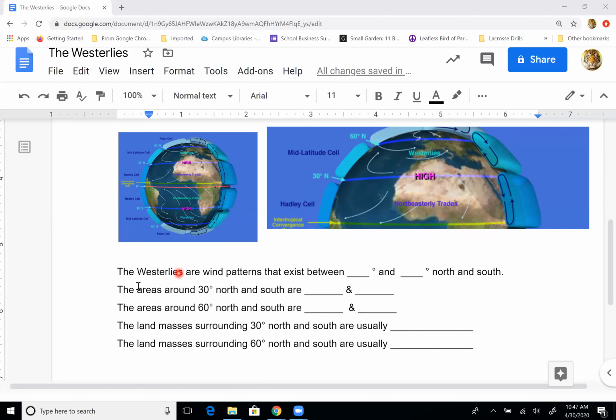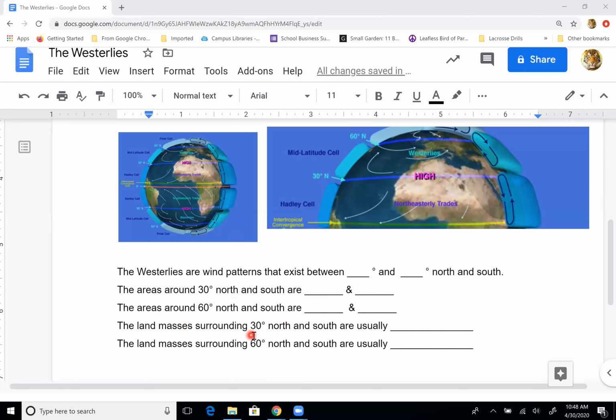Coming back to the questions here, the areas around 30 degrees north and south are dry and arid, dry and hot. Not much grows here, lots of desert, down here as well. The areas around 60 degrees north and south have lots of humidity and lots of rain, so you have rainforests. Because they're 60 degrees, they're a little cooler than the equator, so they're cool and wet.